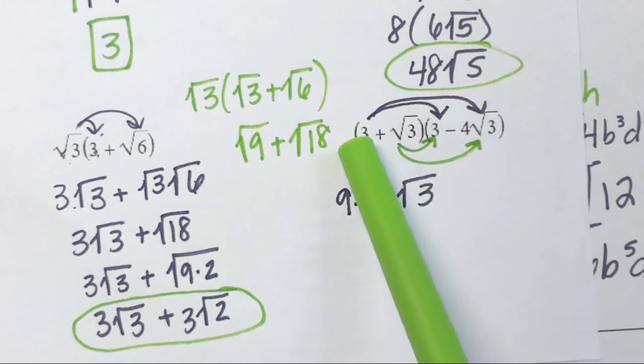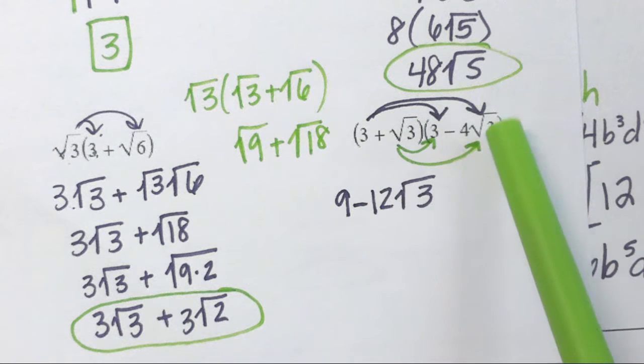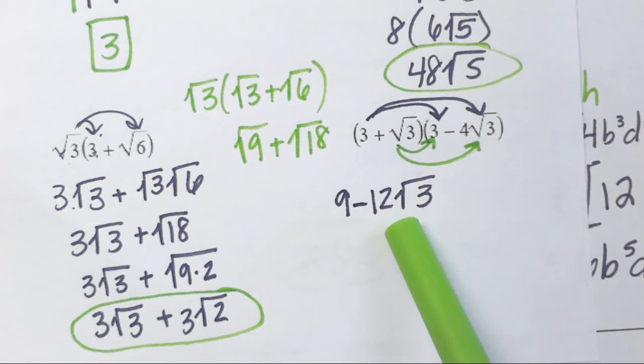Again, I did 3 times 3, I got 9. 3 times negative 4 square roots of 3, I got negative 12 square roots of 3. Are there any questions about that?